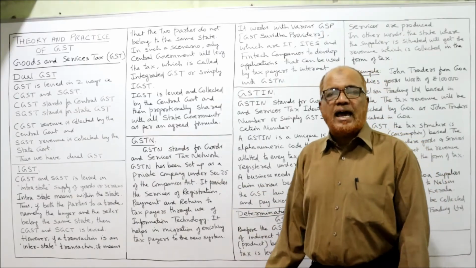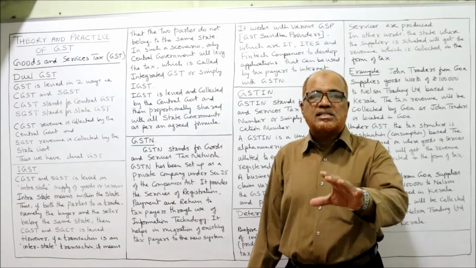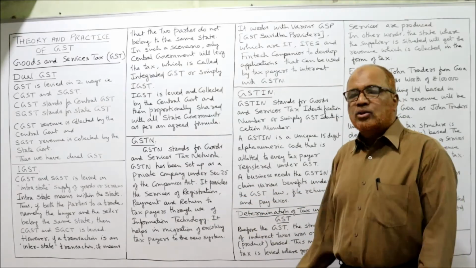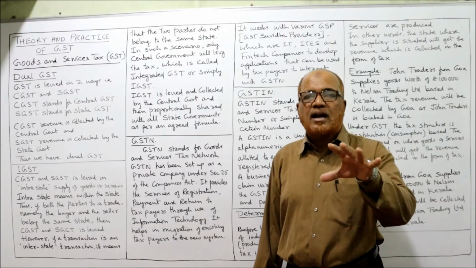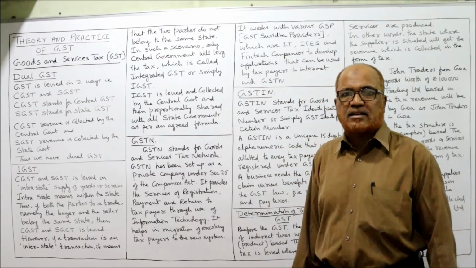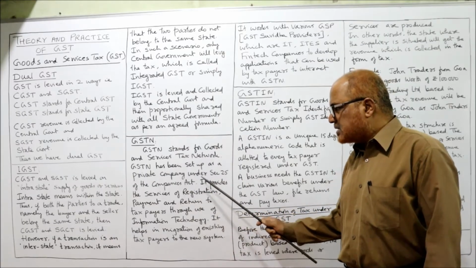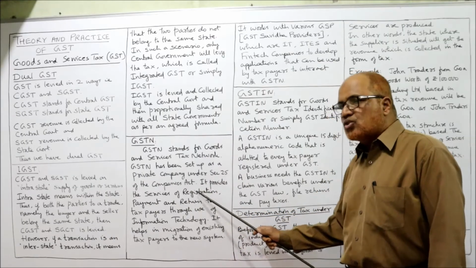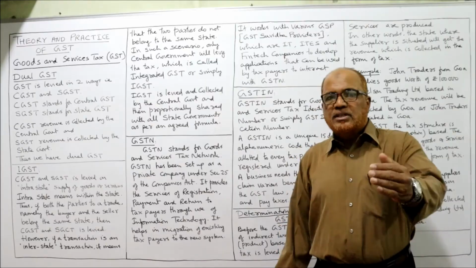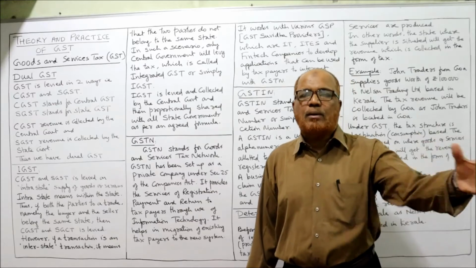Now GSTN. The N stands for network, so GSTN stands for Goods and Services Tax Network. Actually GSTN has been set up as a joint stock company registered under section 25 of the Companies Act. So this is a private company, and it provides the services of registration, payment and return of taxpayers through the use of information technology. This company GSTN is a private company registered under section 25 of the Companies Act.